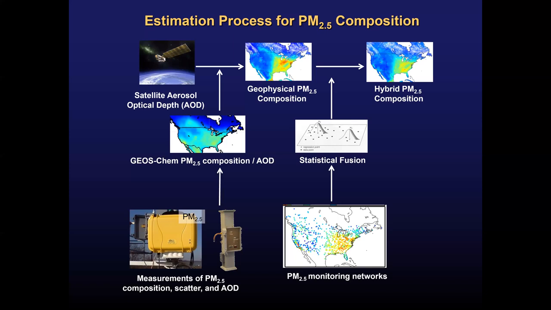Because of the reliance on a model for that calculation, I'll describe the development of a targeted measurement network that's designed to measure the relationship between aerosol optical depth and PM2.5 chemical composition, that can be used to evaluate and improve that model representation of key parameters in that relationship. Then the resultant geophysical composition estimates can be statistically fused with ground-based observations from regulatory networks to produce an overall hybrid estimate of PM2.5 chemical composition.